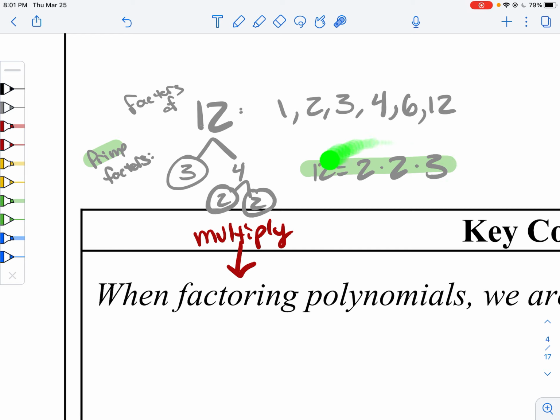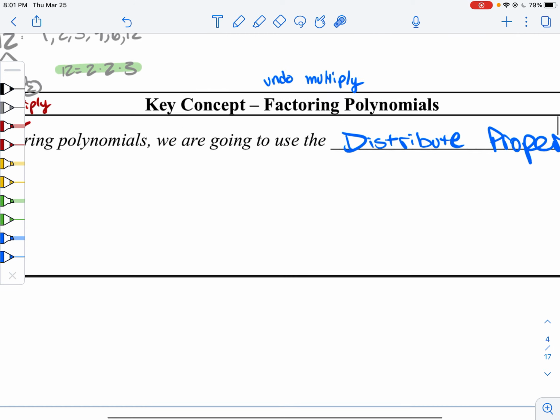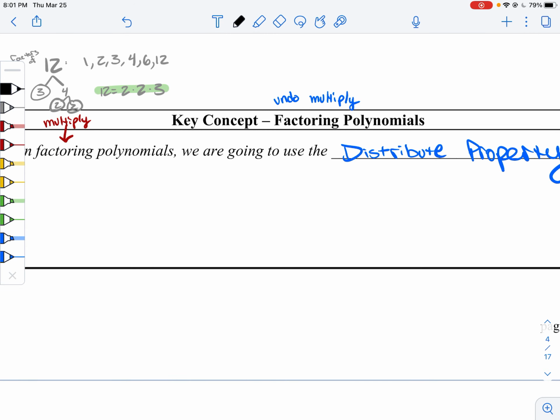These are the prime factors of 12 because you can't break them up anymore. So when we factor polynomials, we're looking for their prime factors, factors we can't split up anymore. And in order to do that, we find their greatest common factor.